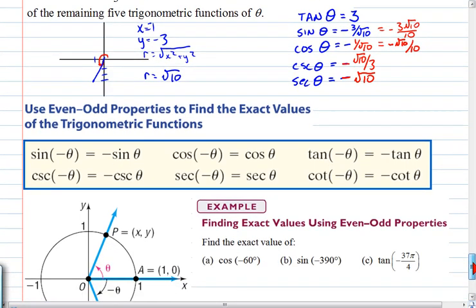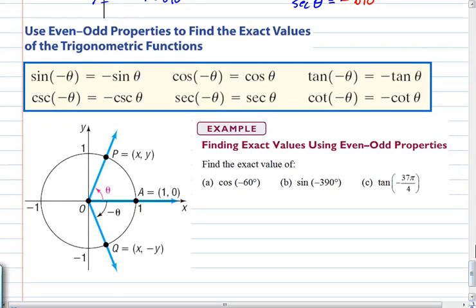And then the last thing we're going to look at here is using even and odd properties to find exact values of trig functions. Remember back from college algebra, and we're digging way back into the even and odd stuff. Odd functions, what you get whenever you replace the x with a negative x and you get the opposite function back. So sine, cosecant, tangent, and cotangent are all odd functions. Here, if you replace the theta with a negative theta, you get the same function back. These are even, and it's easier to just label the even functions and know the others are odd.